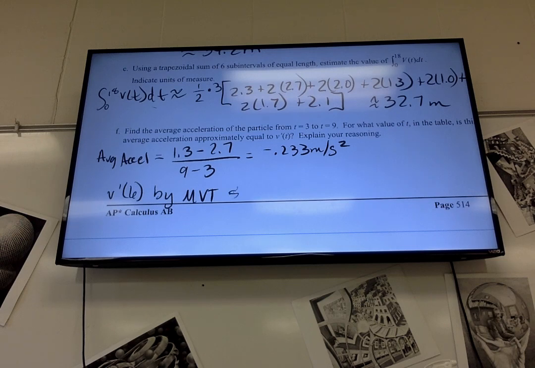By MVT should be approximately this average acceleration.